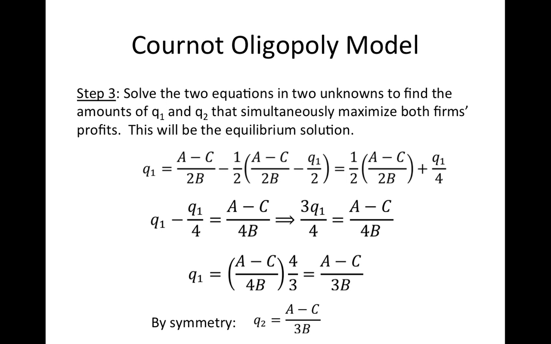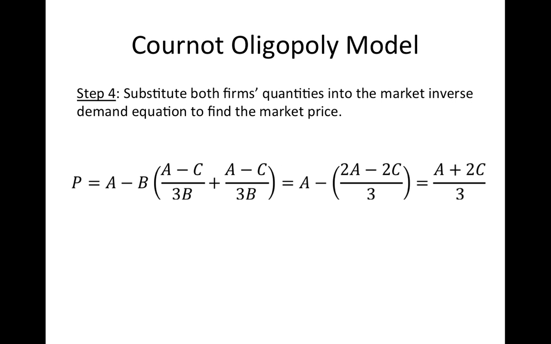When we solve these two equations and two unknowns, we find that each firm will produce the same amount of output and that the output level will equal (A minus C) divided by 3B. The last step in the process is to substitute both firms' quantities into the inverse demand equation to solve for the market price. In Cournot equilibrium, the market price will equal (A plus 2C) over 3. You should play with substituting numbers into these equations to get a sense of what the equilibrium outcomes look like.